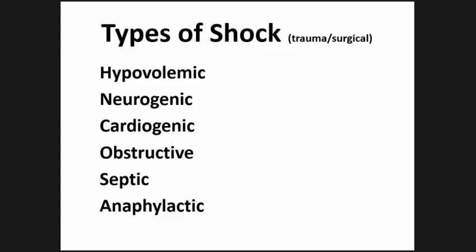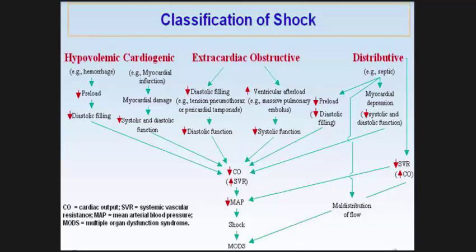The types of shock, as we know, are hypovolemic, neurogenic, cardiogenic, obstructive, septic, anaphylactic. We're not going to spend time on that because you should know this already. If you take an ACLS, most of you have the hypovolemic, cardiogenic, extracardiac obstructive, and the distributive type of shock. Septic shock would be a distributive type of shock where you have myocardial depression with depressed systolic and diastolic function, causing diminished cardiac output, diminished mean arterial pressure, and end organ dysfunction, which is the end result of all this. Is this kind of making sense to everybody?